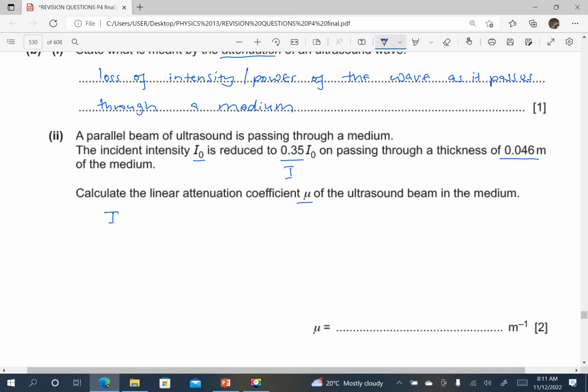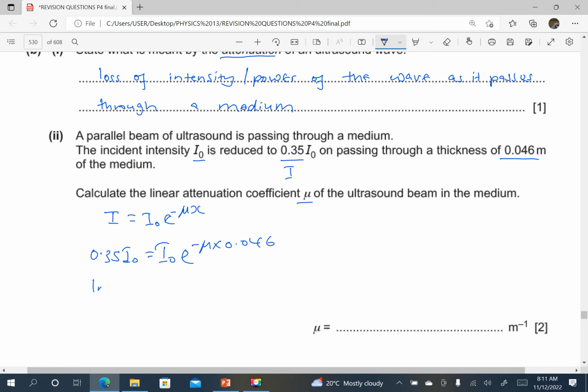So intensity transmitted is equal to I naught e power negative mu times x. So we want to find mu, we just substitute. The intensity transmitted is 0.35 times I naught. The incident intensity is I naught e power negative mu times x, which is 0.046. So I naught has cancelled. I introduce natural logarithm. I naught has cancelled out because it is on both sides.